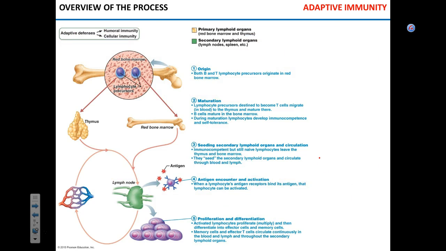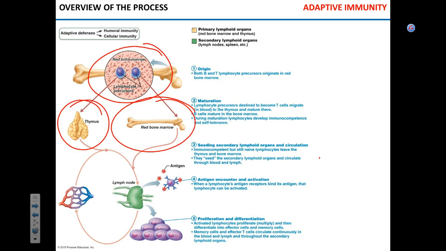So this is the general overview of adaptive immune cells maturation. They start in the bone marrow, produced in the bone marrow, but when they come out of bone marrow, they are naive. That's the official term. Naive cells migrate to thymus or stay in the bone marrow. The ones that are in thymus are T cells, the ones that are in the bone marrow are B cells.